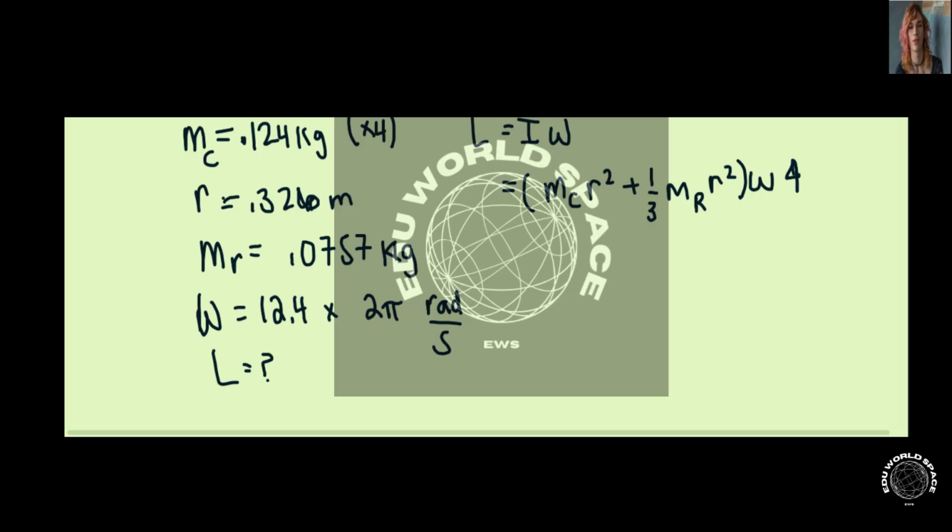plus 1/3 times mass of rod, 0.0757. Is that what it was? 0.0757. I'm going to double check these numbers at the end. Times again r squared, 0.326 squared. And I think that's it. So I got 4.94 joule seconds, and that's not the answer that somebody else who did this problem got. So I will double check everything.